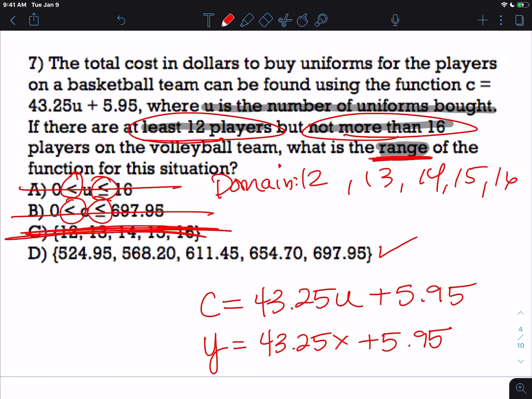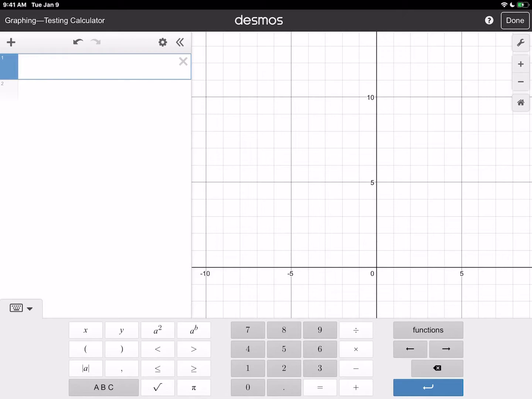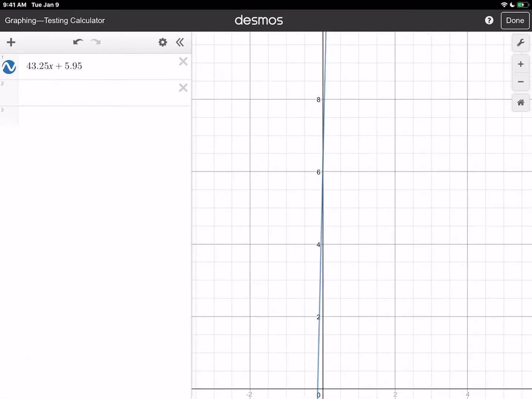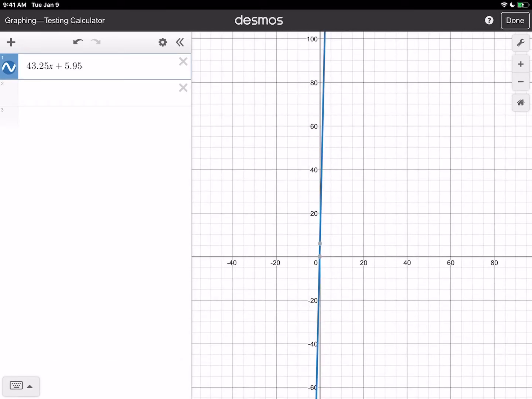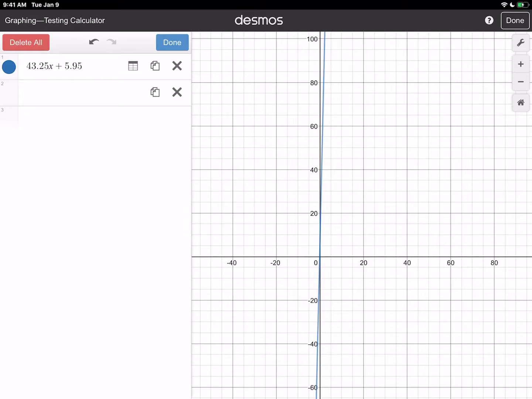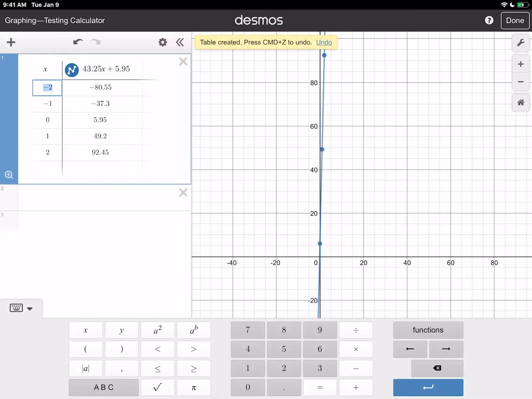But if I wanted to verify this, what I could do is I could go ahead and plug this equation into my calculator. Okay, so I'm going to go ahead and put it here into my calculator. 43.25x plus 5.95. And it's going to give me some kind of fancy equation, right? So it graphed it. It looks kind of crazy. I'm going to go ahead and hit settings, and hit this little icon that looks like a table. And it's going to give me a couple of different values. But I'm going to plug in the specific ones I want.